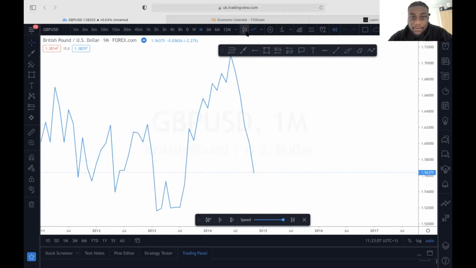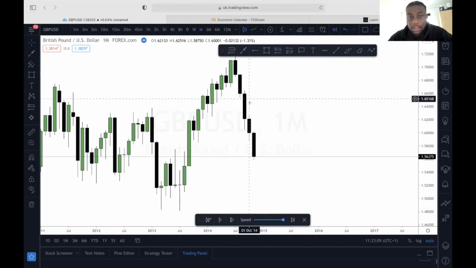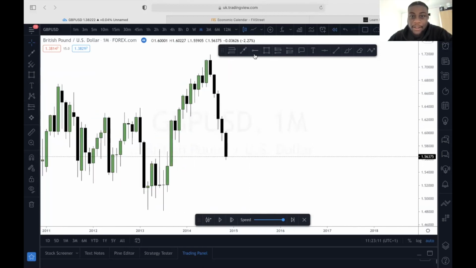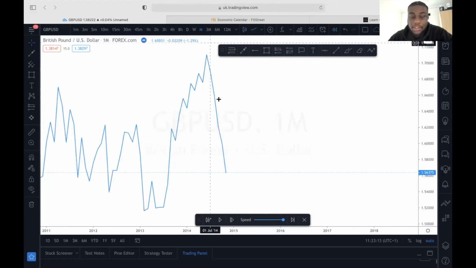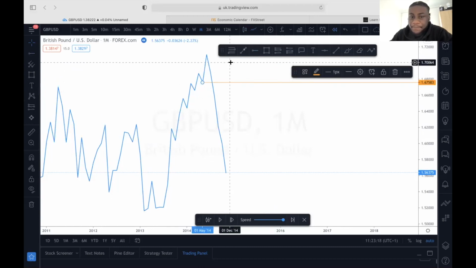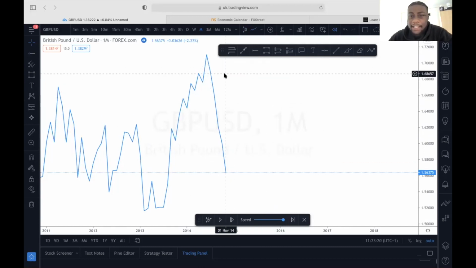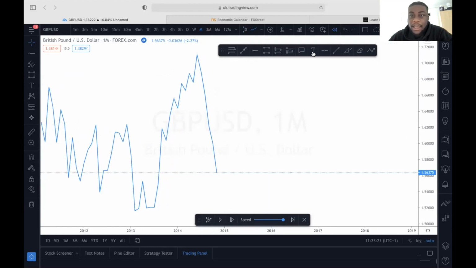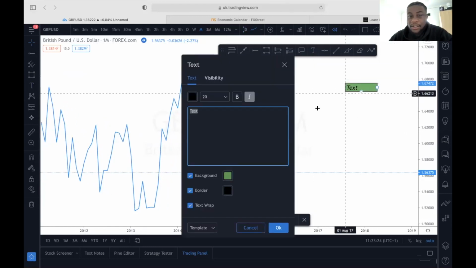So we're going to start from 2015 and I'm going to identify the structure. Okay, so first things first, I can see that we've obviously broken structure to the downside. So we've now actually become bearish. I'm going to make sure that I keep that in mind. What you can do for yourself is just put in a text and write monthly bearish.